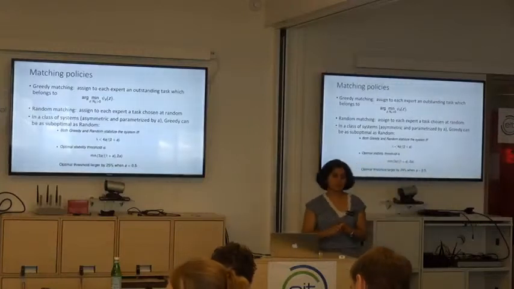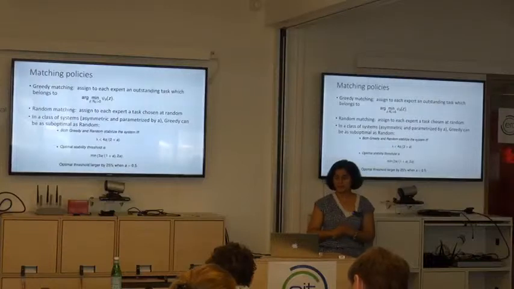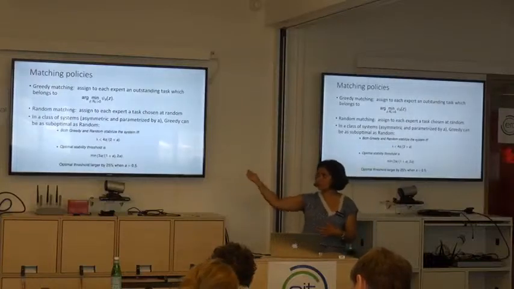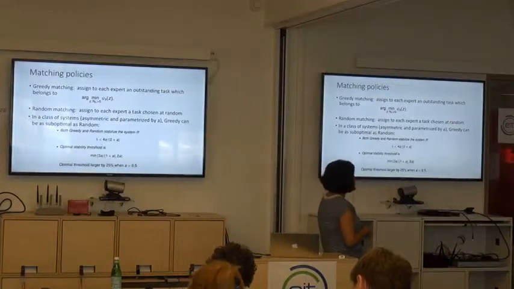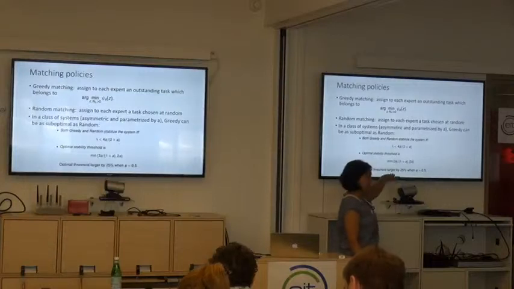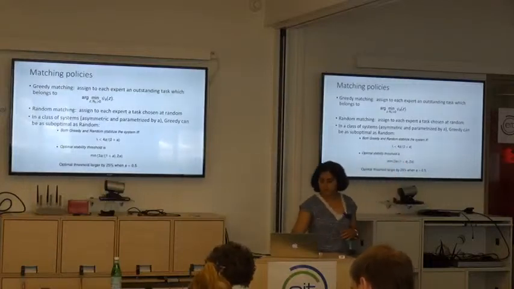But for a particular class of systems, which are called asymmetric and have a particular parameter A, they showed that greedy can be just as suboptimal as random. They show that there's a particular optimality threshold for these systems parameterized by A, and that this gap can be as large as 25%, so it can be very suboptimal.